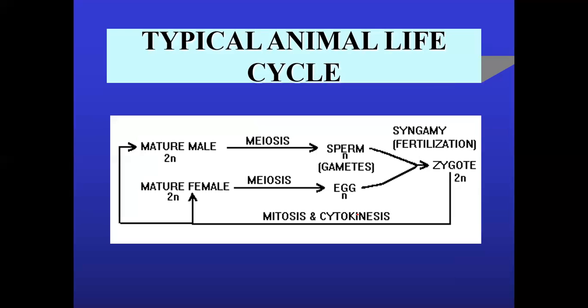Each cell carries one set of genes. The sperm has one, the egg has one. And when they fuse together, you create a zygote. And the zygote obviously is going to have two sets of genes now, one set from the sperm from daddy and one set from the egg from mommy. That zygote is going to grow by mitosis and cytokinesis into mature males and females again, and the cycle repeats itself.